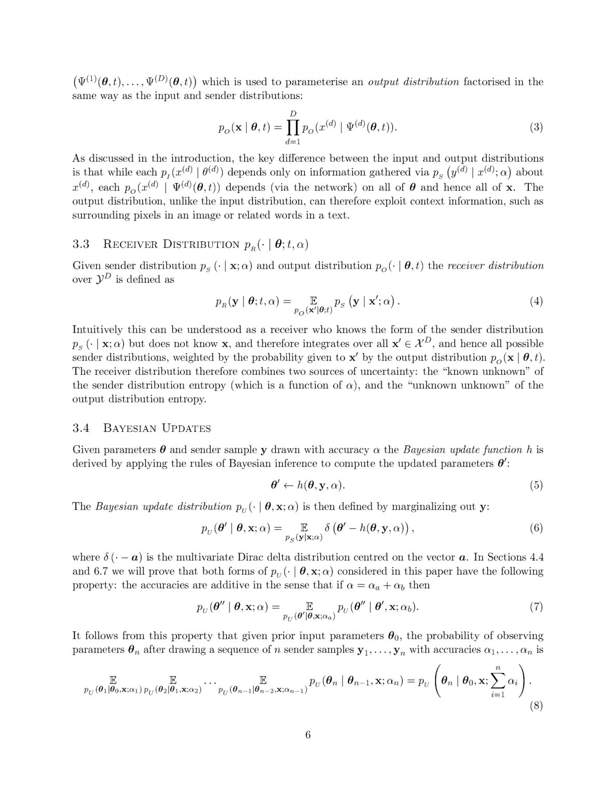Section 3.3 Receiver Distribution P_R(· | θ, t, α).